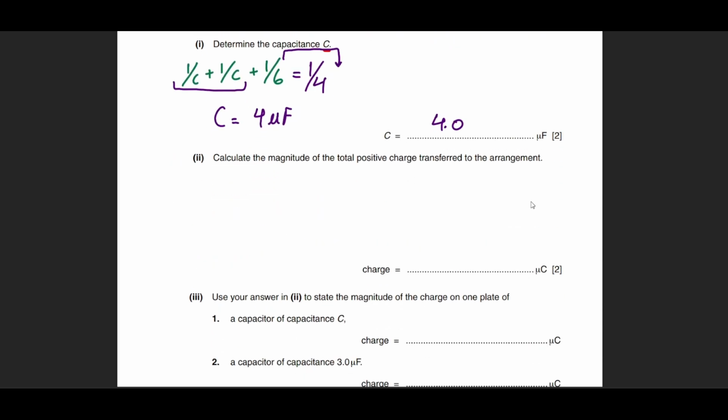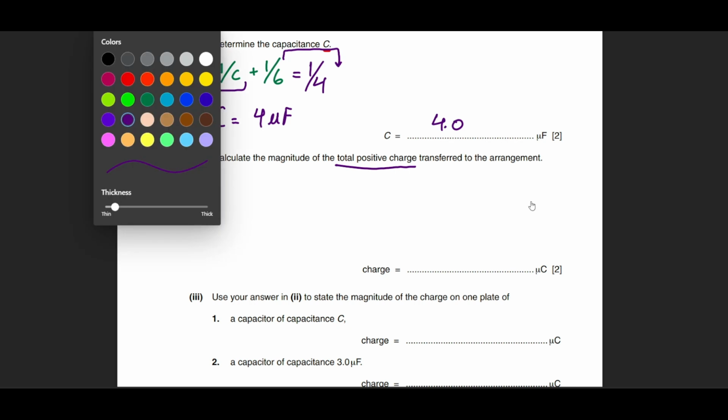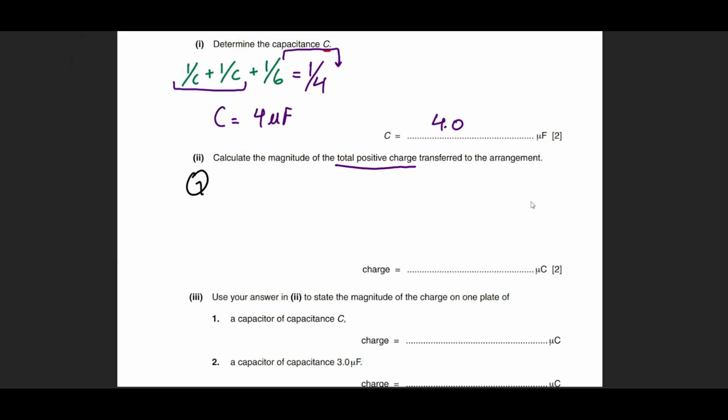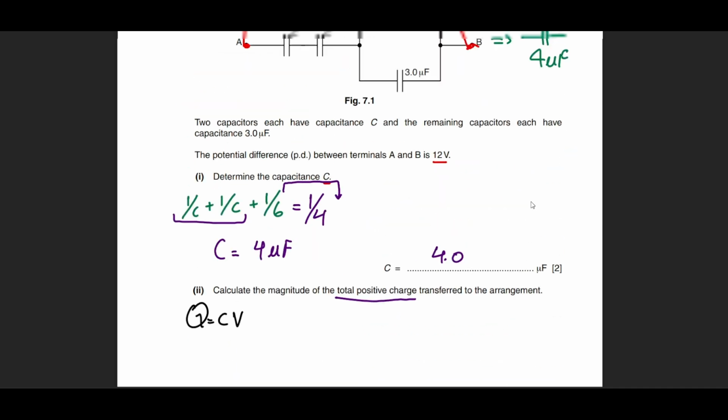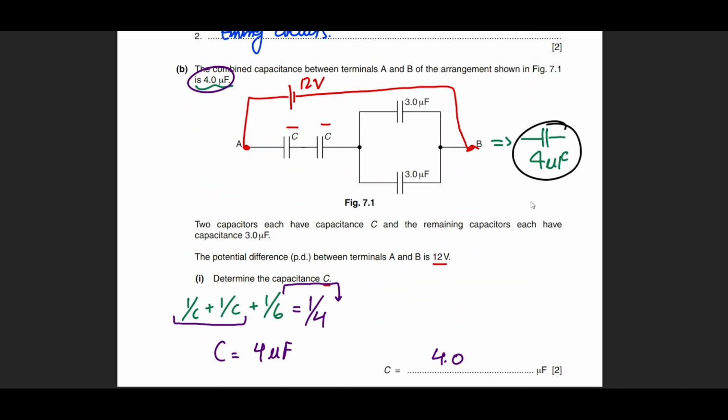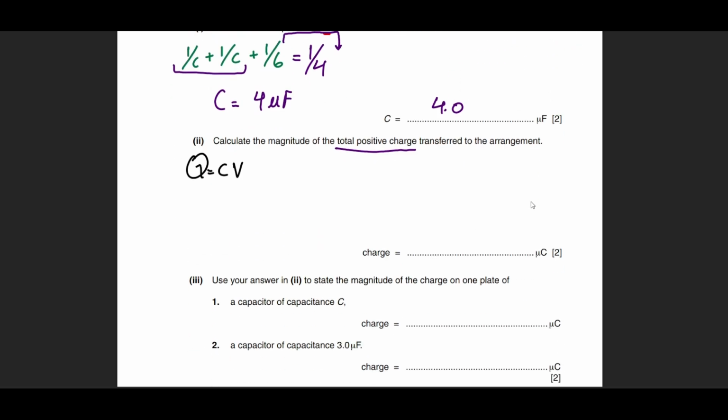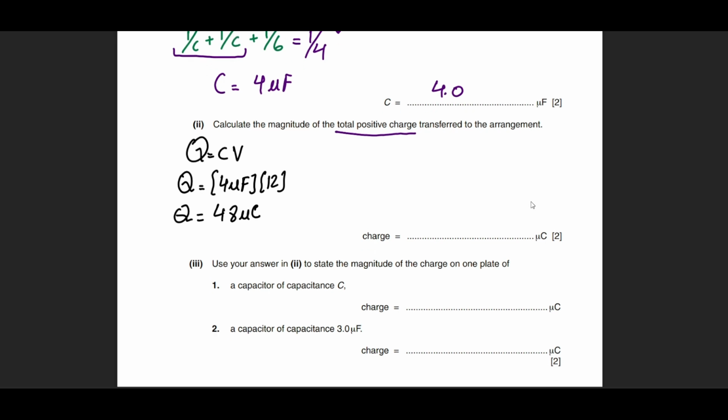Then he tells me to calculate the magnitude of total positive charge transferred. So to do this, we are going to use the formula Q equals CV. I know that the whole system actually simplifies to 4 microfarad, and I know that the whole system has access to 12 volts of voltage. So to find out how much charge, how many electrons it can store, I can simply write down 4 microfarad multiplied by 12 volts. So my answer comes out as 48 microcoulombs, which means that it has stored 48 electrons, for the sake of discussion, 48 electrons in the whole system.